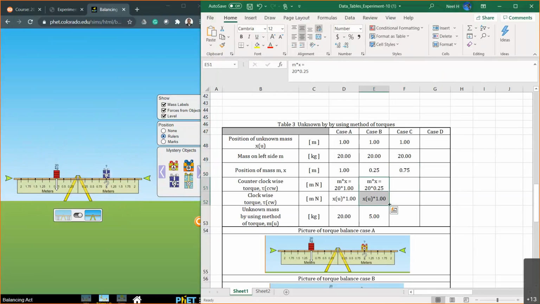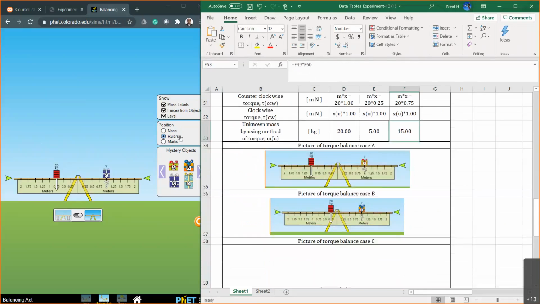So these two are the same formulas, but you have to edit the numbers. Okay, the mass 20, but the position is 0.75. This one, the unknown mass, is still at the 1 meter location. So which means the unknown mass should now be equal to the mass of the known, 20, multiplied by the position of that mass, 0.75. The magnitude of the unknown mass should be about 15 kilograms. Let's take the screenshot. Any question?